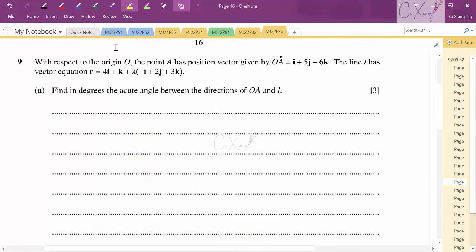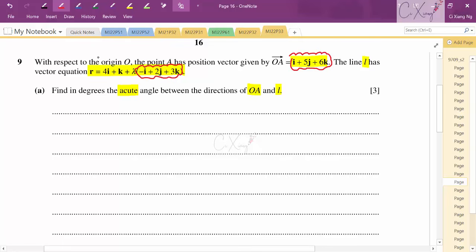Okay, so question number 9. Alright, so they give us the point A, which is having the position vector 1, 5, and 6. And then there's a line L, okay, with this vector equation. Okay, so they want us to find in degrees the acute angle between the direction of OA and also the L. Okay, so the direction of OA will be 1, 5, 6. And also the direction for the vector equation will be this one, -1, 2, and also the 3.